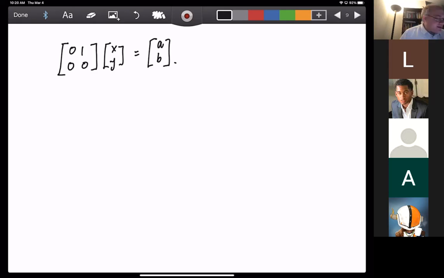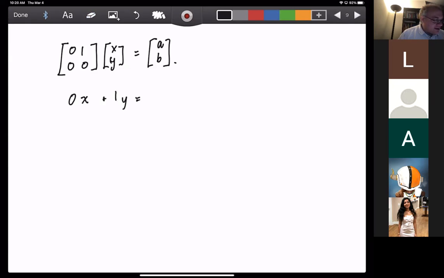So let's say we were trying to solve this system. We could multiply out what's going on here. So we have 0 times x plus 1 times y is equal to a. We have 0 times x plus 0 times y is equal to b. These are equivalent, of course.